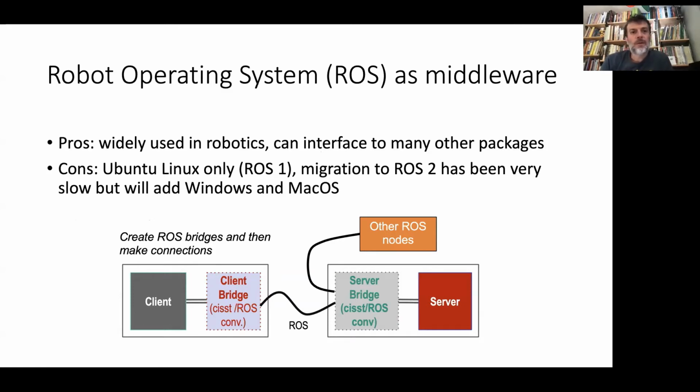Why use ROS? Mostly because it's widely used in robotics. It can interface with many other packages. So you can have a ROS joystick. You can have the data collection with a ROS bag. You can have 3D visualization with RViz. You can have dynamic simulation with Gazebo. You can have all these packages that are available, and it makes sense to start interfacing with ROS.